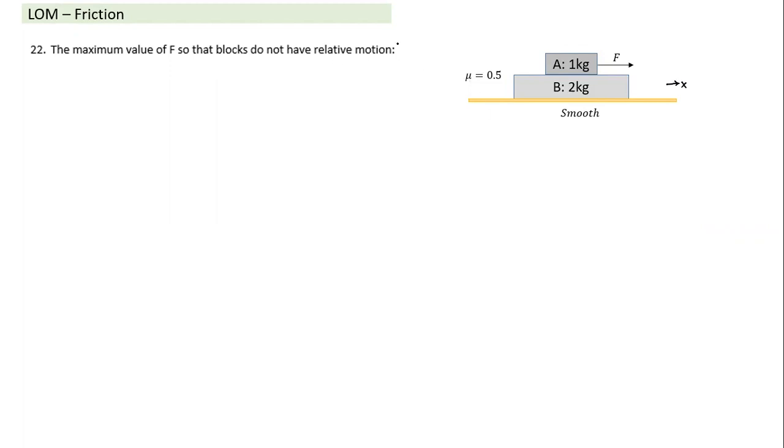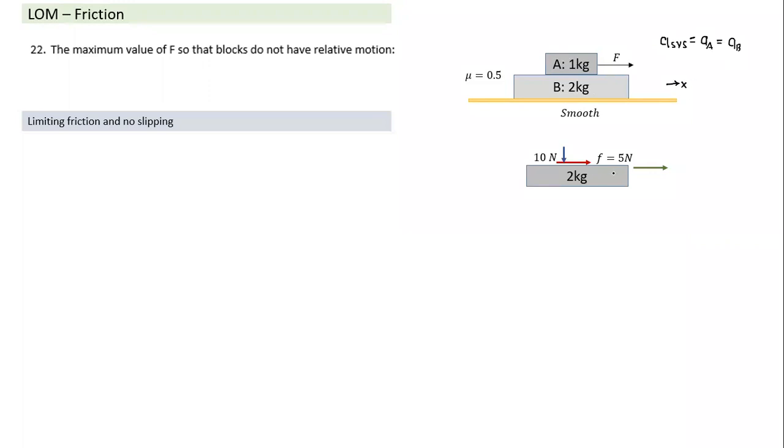The case of blocks not having relative motion makes the solution pretty simple. If they do not have relative motion, I can take them together as a system. Whatever acceleration they have together as a system, if I take them separately also, they will have the same acceleration. So this is the condition I'm going to use to solve. Okay, limiting friction, no slipping. In this case, what will be the acceleration of block B? Because here it is easy to calculate the acceleration of block B.